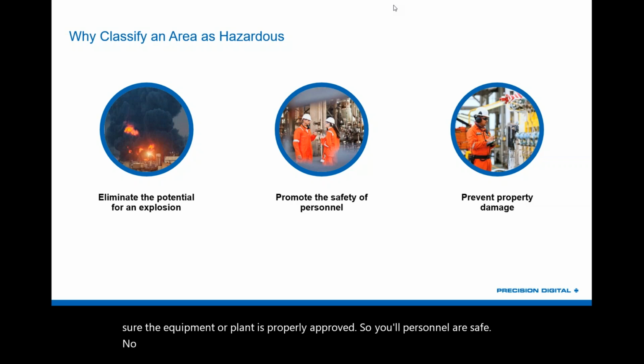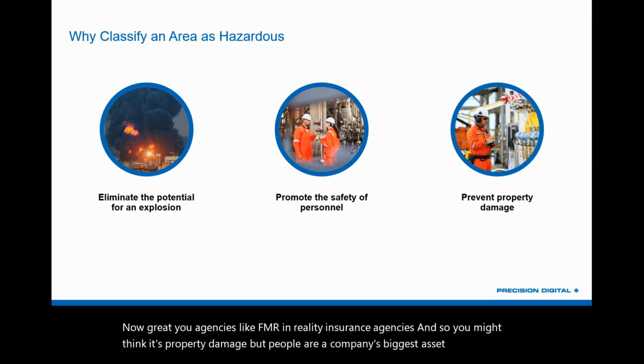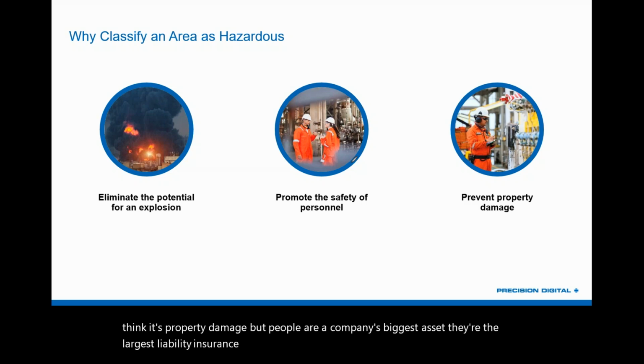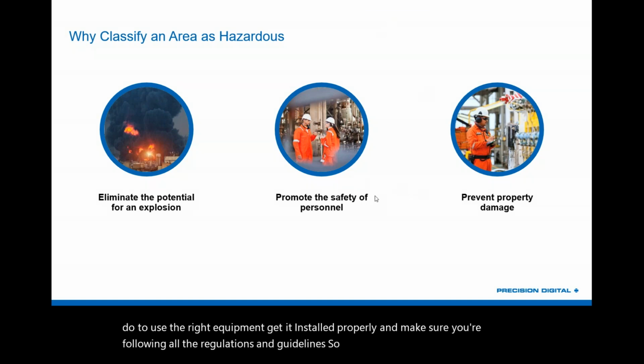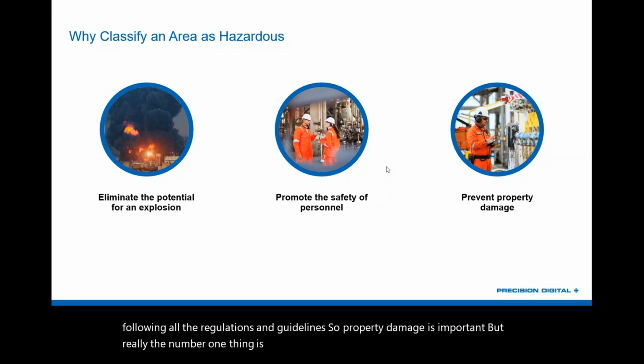Now, I'll grant you, agencies like FM are in reality insurance agencies, and so you might think it's about property damage, but people are a company's biggest asset. They're the largest liability for the insurance companies, and realistically, morally, it's just the right thing to do: to use the right equipment, get it installed properly, and make sure you're following all the regulations and guidelines. So property damage is important, but really the number one thing is the safety of your plant personnel.